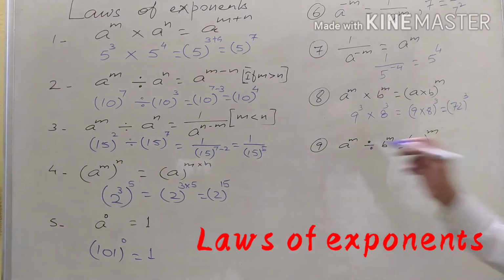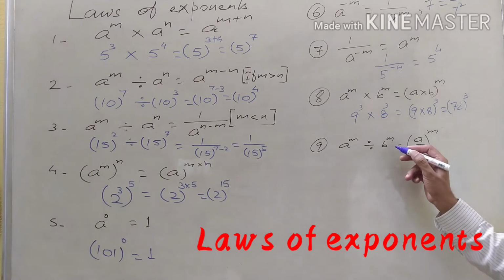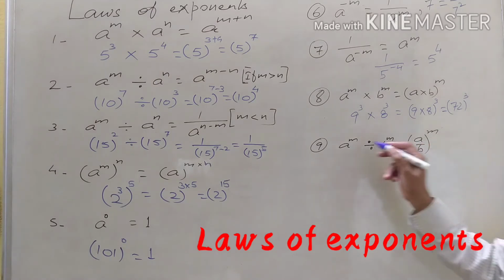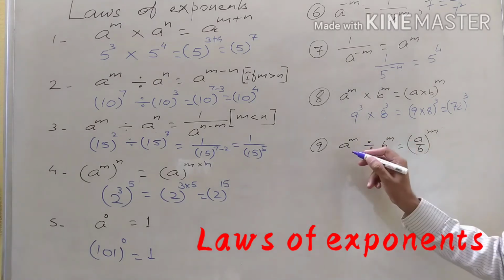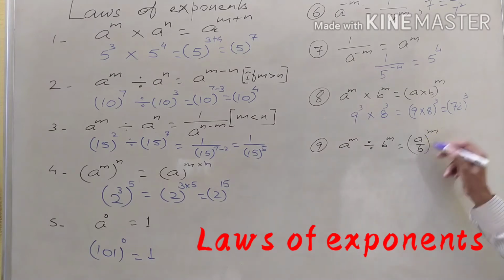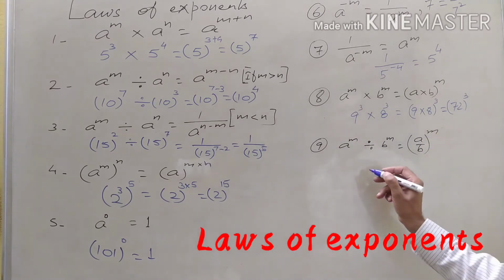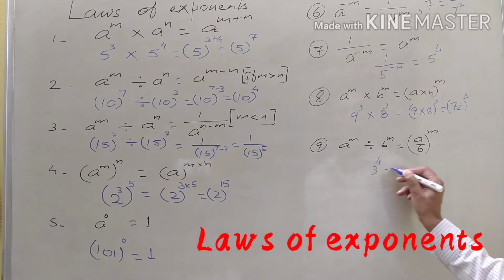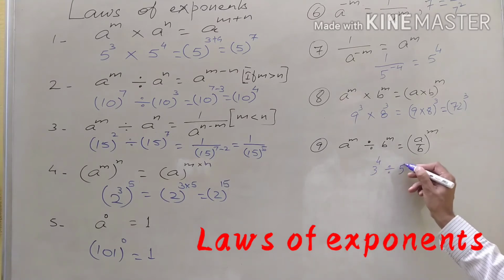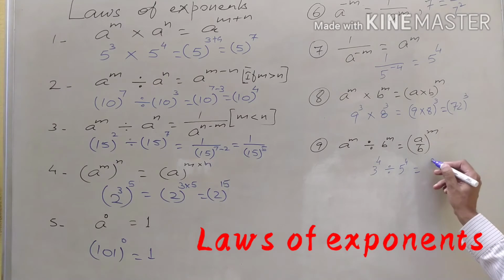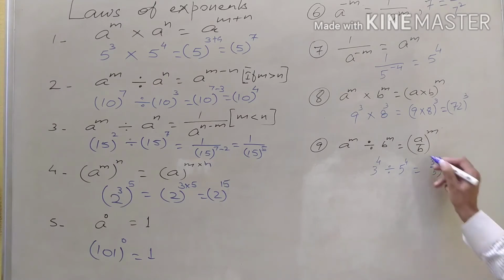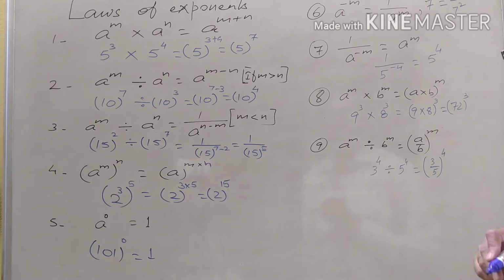And another one, a to the power m divided by b to the power m. Again the powers are same, base is different. So it is a upon b to the power m. If we consider 3 to the power 4 divided by 5 to the power 4, this becomes 3 upon 5 to the power 4.